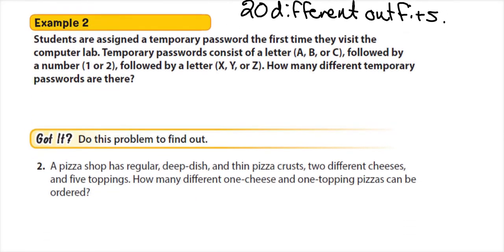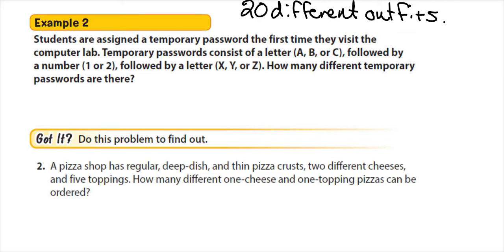It says students are assigned a temporary password for the first time they visit the computer lab. Temporary passwords consist of a letter A, B, or C, followed by a number, 1 or 2, followed by a letter X, Y, or Z. How many different temporary passwords are there?